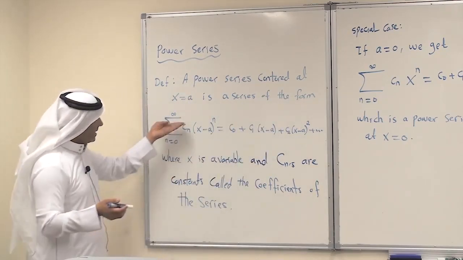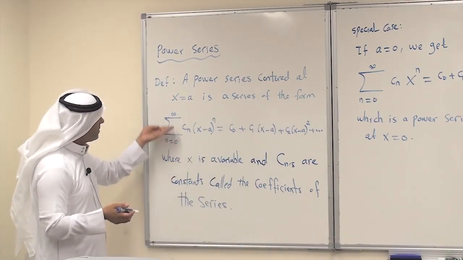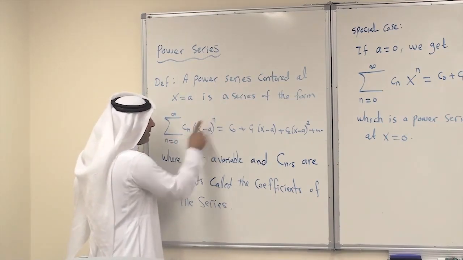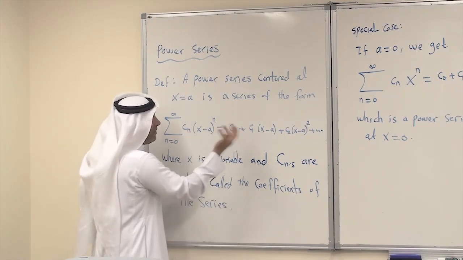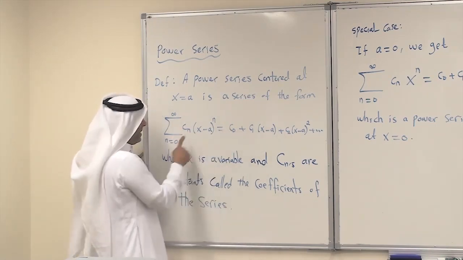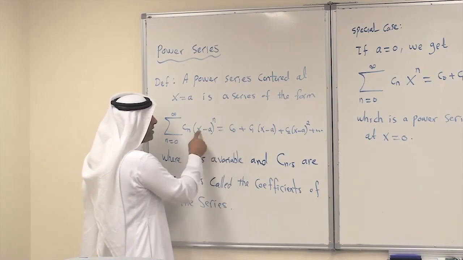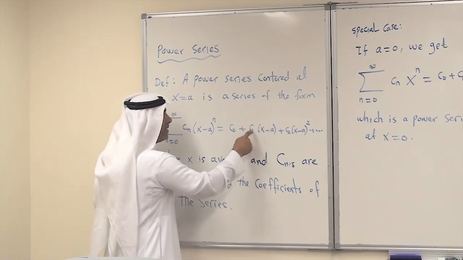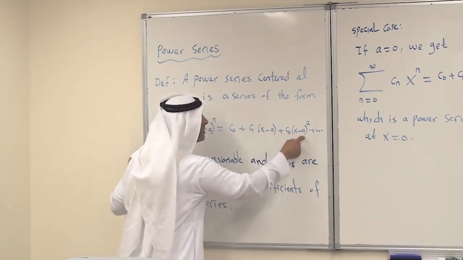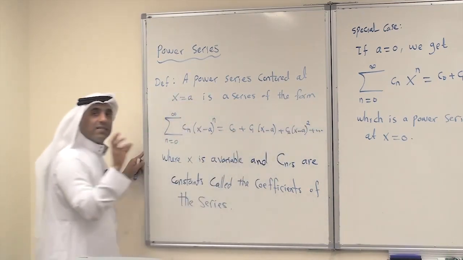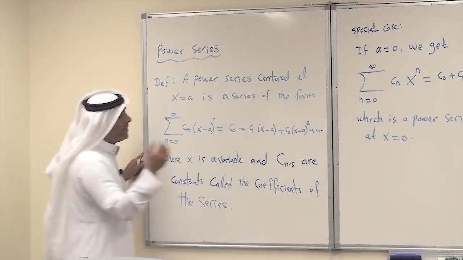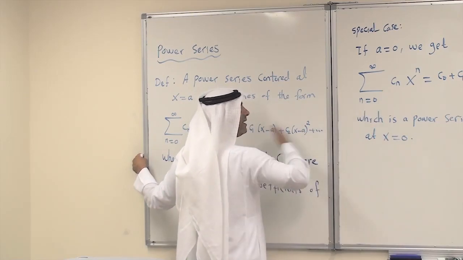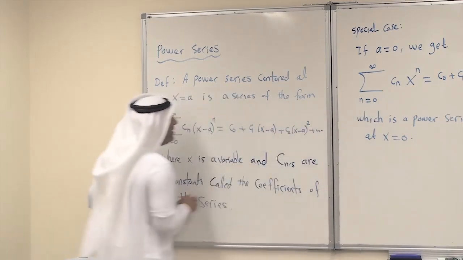So it is a series written like this: the sum from n equal to 0 up to infinity of c sub n times (x minus a) to the power n. If you expand it, at n equal to 0 this is c0 times (x minus a) to the power 0, which is 1. So that is c0 plus c1(x minus a) plus c2(x minus a) squared plus and so on. It has a similar form to a polynomial, but this continues forever. It is an infinite series, in other words.